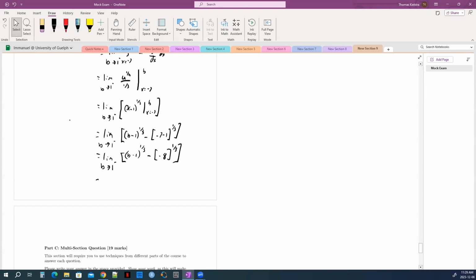which is going to equal (1 minus 1) to the 1/3 minus (-8) to the 1/3. Negative to the 1/3 is negative. 8 to the 1/3 is 2. So it equals 0 plus 2, which equals 2. And there is our answer.